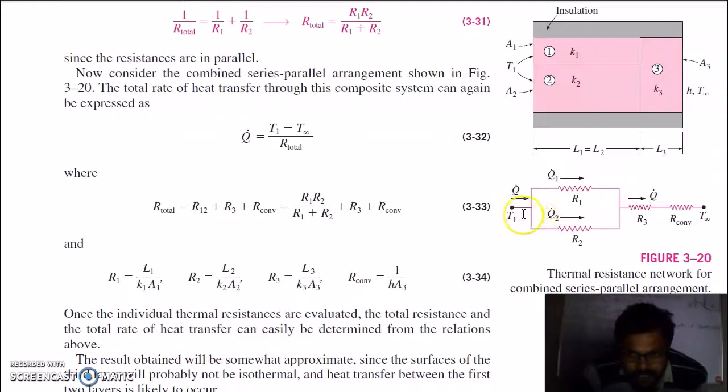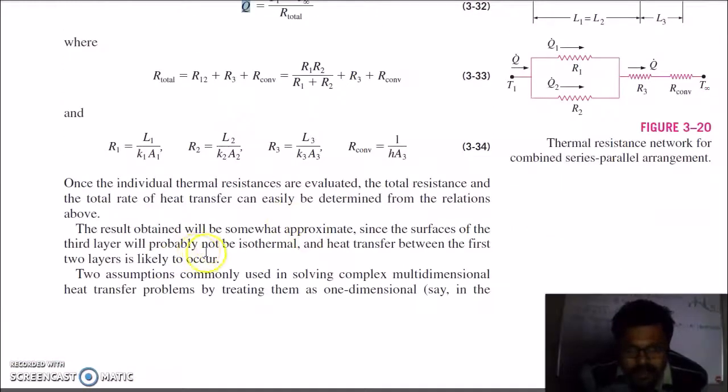Now in this case your total resistance is equal to the sum of this resistance and this resistance, by assuming these in parallel, and then this plus R3 plus the convective resistance, which is equal to the total resistance. Put the values here, you will get the heat transfer. The result obtained will be somewhat approximate, since the surface of the third layer will probably not be isothermal.